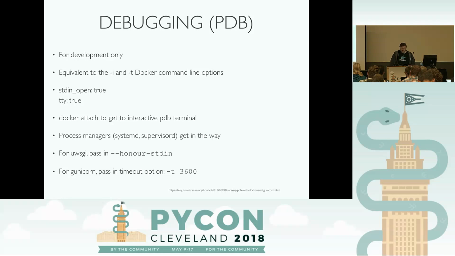In addition, if you're using a process runner like uWSGI or Unicorn, there are some additional flags you'll have to pass in to make sure that those services are properly passing standard input to the Python application that you're using. This is more of an advanced topic, but just be aware that if you need to do that, maybe refer back to the slide.